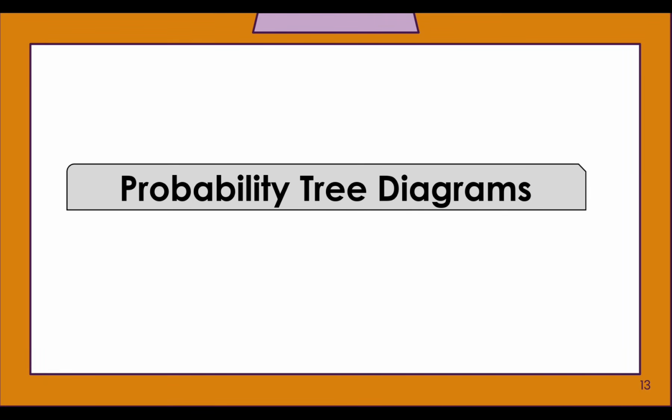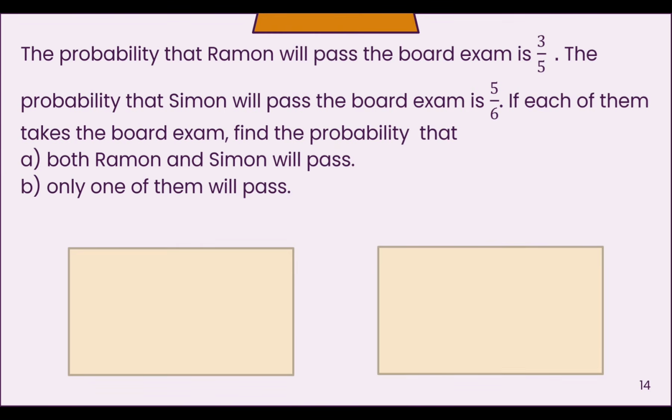Let us also have an example for probability tree diagrams. Considering the probability that Ramon will pass the board exam is 3/5. The probability that Simon will pass the board exam is 5/6. If each of them takes the board exam, find the probability that A, both Ramon and Simon will pass. That would be very good. Or B, only one of them will pass.